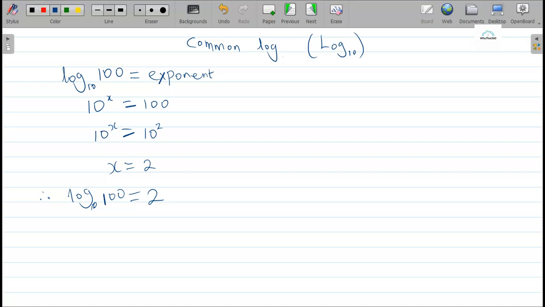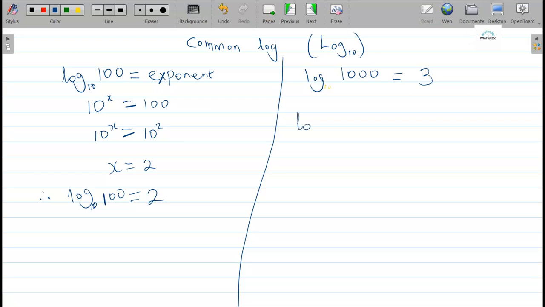In exams, if the question does not write the base, the base is 10, and it is a common log. I will teach you how to handle log of 1000 and other types later. This is your introduction to logarithm.